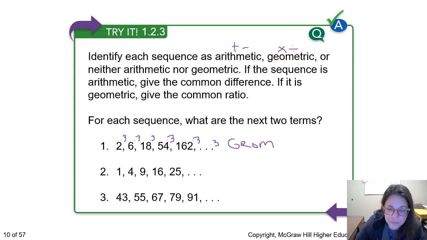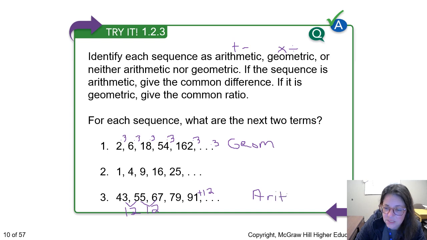Number 3. I don't know the multiplication facts for these, so I'm going to start with subtraction. 55 minus 43 is 12. 67 minus 55 is 12. And then just do a quick check. That works every time. So I'm going to add 12 to get the next number, and then add 12 again and add 12 again. This one is going to be arithmetic.